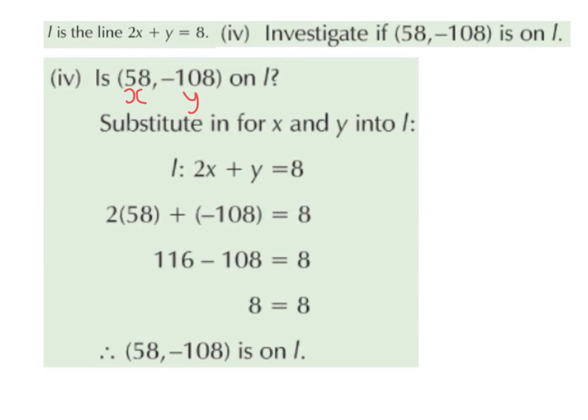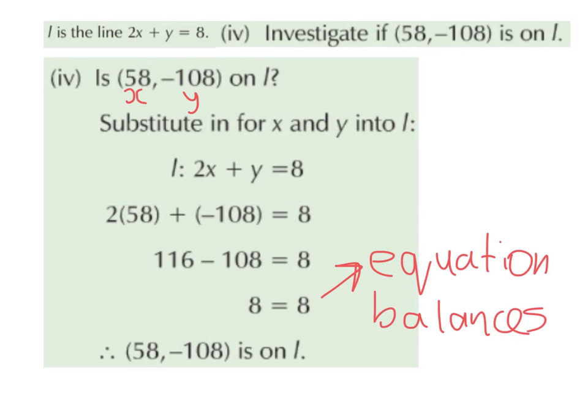We can see that our equation is balanced because we have the same number on the left of the equal sign as we have on the right of the equal sign. So we have 8 equals 8. So since the equation is balanced, we know that the point 58, minus 108 is on L. So the point is on the line because the equation balances.